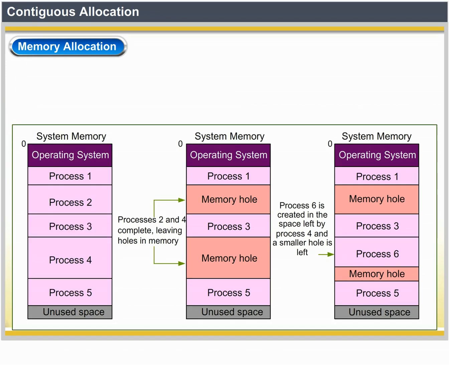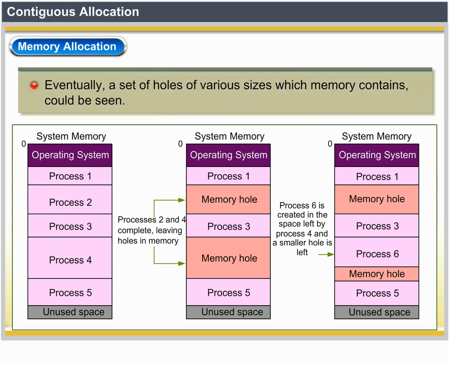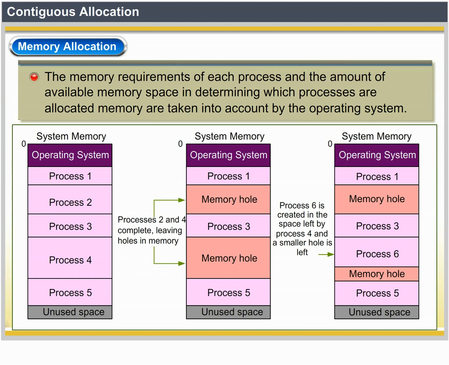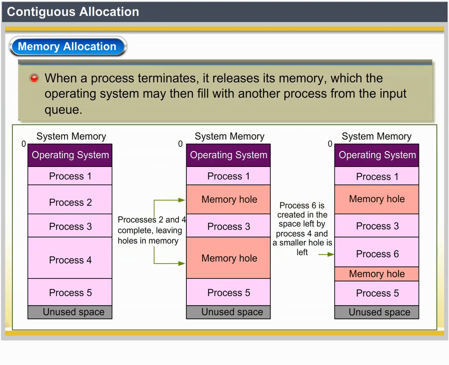Initially, all memory is available for user processes and is considered one large block of available memory, a hole. Eventually, as you will see, memory contains a set of holes of various sizes. As processes enter the system, they are put into an input queue. The operating system takes into account the memory requirements of each process and the amount of available memory space in determining which processes are allocated memory. When a process is allocated space, it is loaded into memory and it can then compete for CPU time. When a process terminates, it releases its memory, which the operating system may then fill with another process from the input queue.